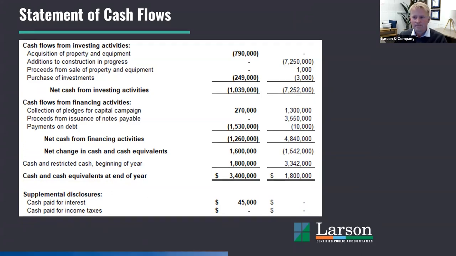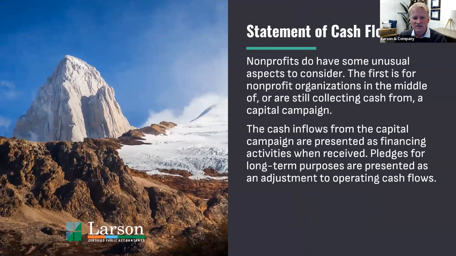Okay. And then some other statement of cash flow considerations for nonprofits. There are some unusual things to consider. The first, and I already brought this up with the example, is that if they are collecting cash from a capital campaign, the cash inflows from the capital campaign are presented as a financing activity when they're received. And then pledges for long-term purposes are presented as an adjustment to operating cash flows. So they kind of have an impact to both sides there.